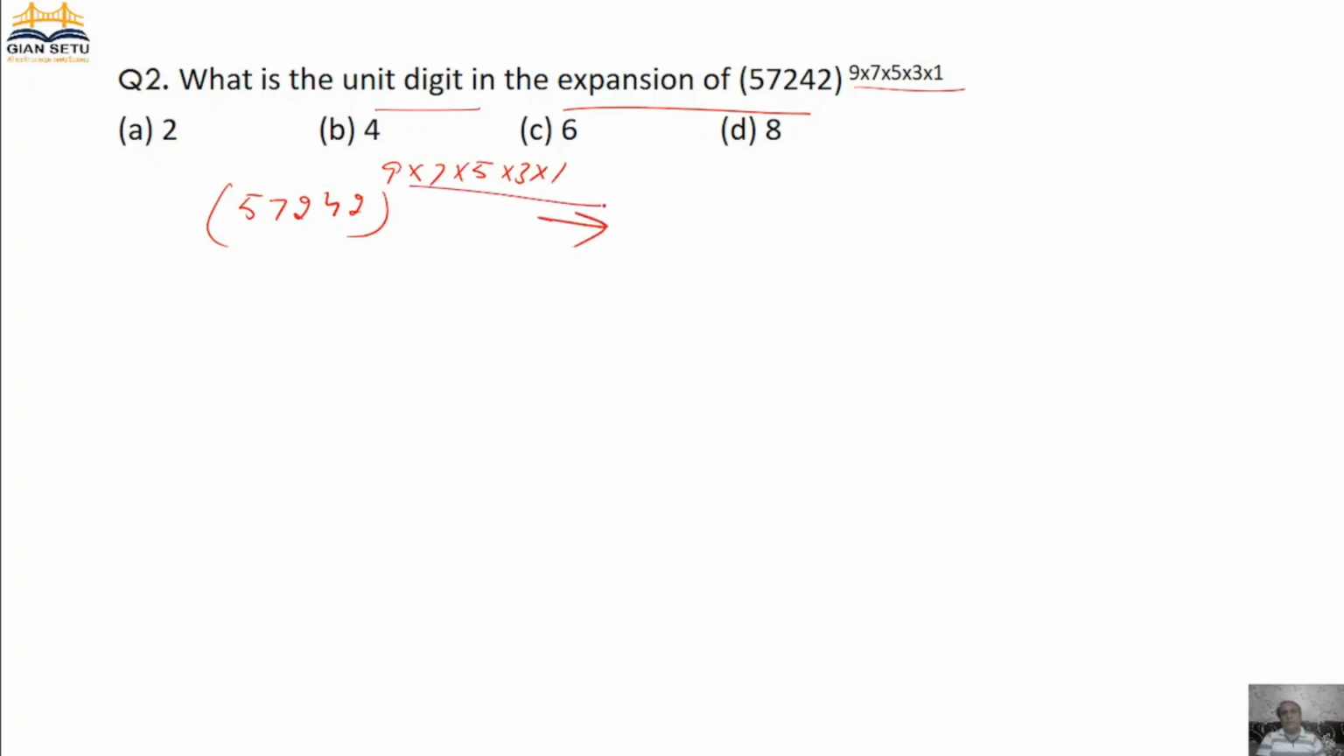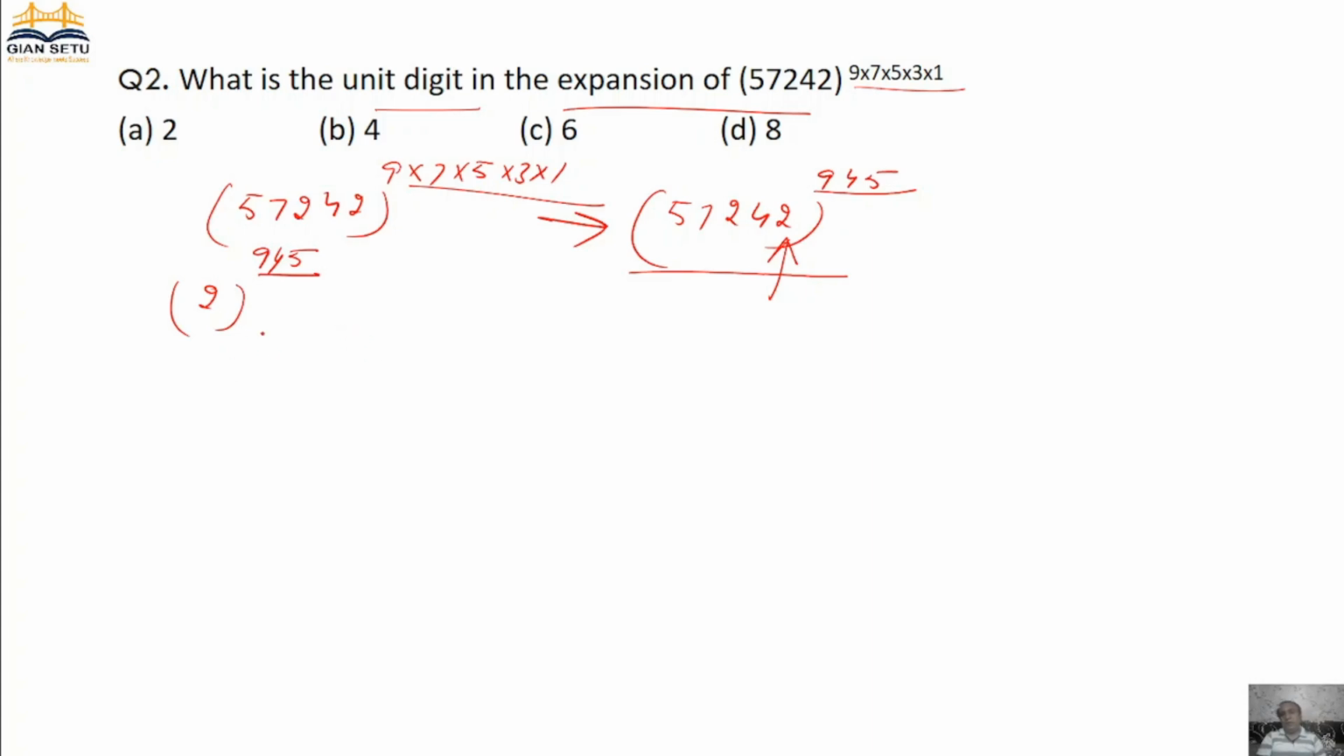We can simplify the exponent and it will become 57242 raised to power, if we multiply all these terms, it will be 945. Now the unit digit in the expansion of this number will depend on the unit digit in the base, that is 2, and its power, that is 945. Now we can reduce this problem to find the unit digit in the expansion of 2 raised to power 945.